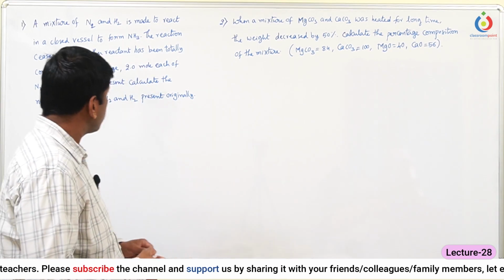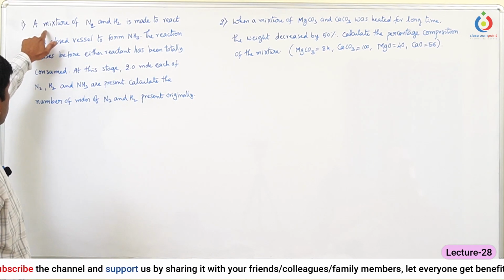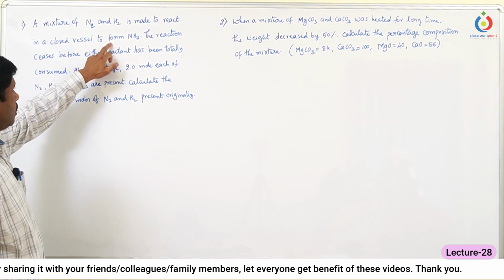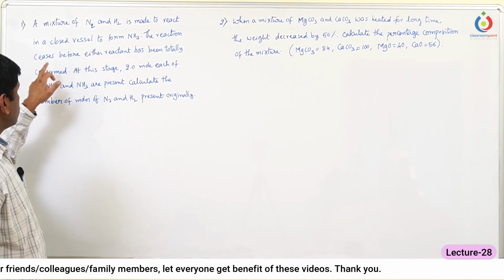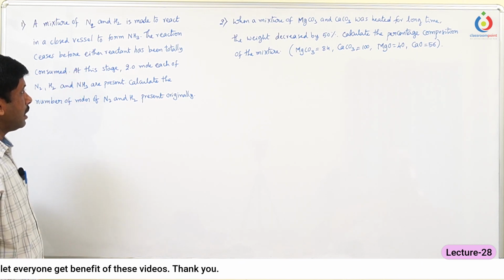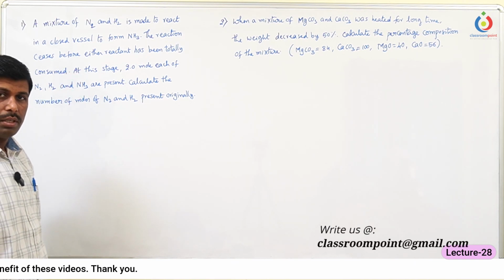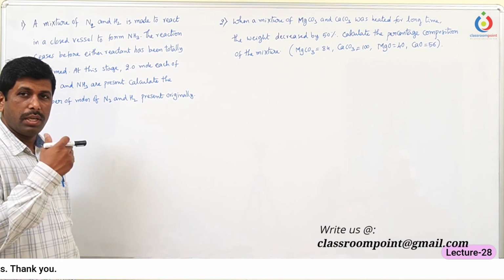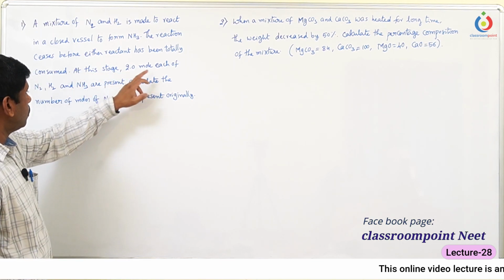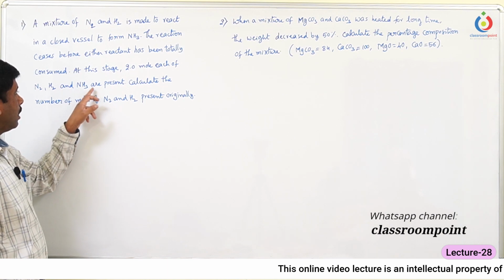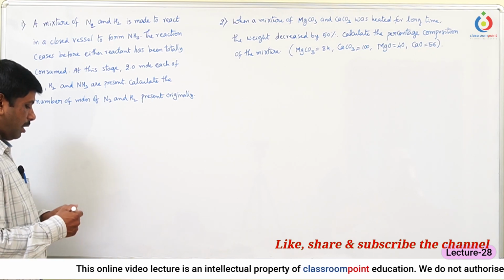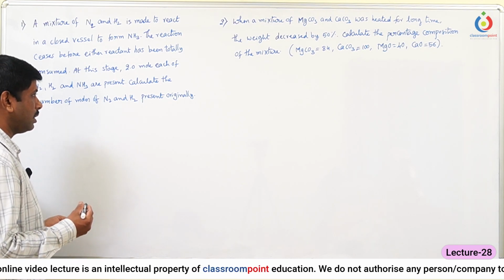So here, one of the questions is given: a mixture of nitrogen and hydrogen is made to react in a closed vessel to form ammonia. The reaction ceases before either reactant has been totally consumed. That means the reaction is not completely finished. Before the complete conversion of the reactants into the products, the reaction has been stopped. At this stage, 2 moles each of nitrogen, hydrogen and ammonia are present in the reaction mixture. They are asking us to calculate the number of moles of nitrogen and hydrogen present originally.